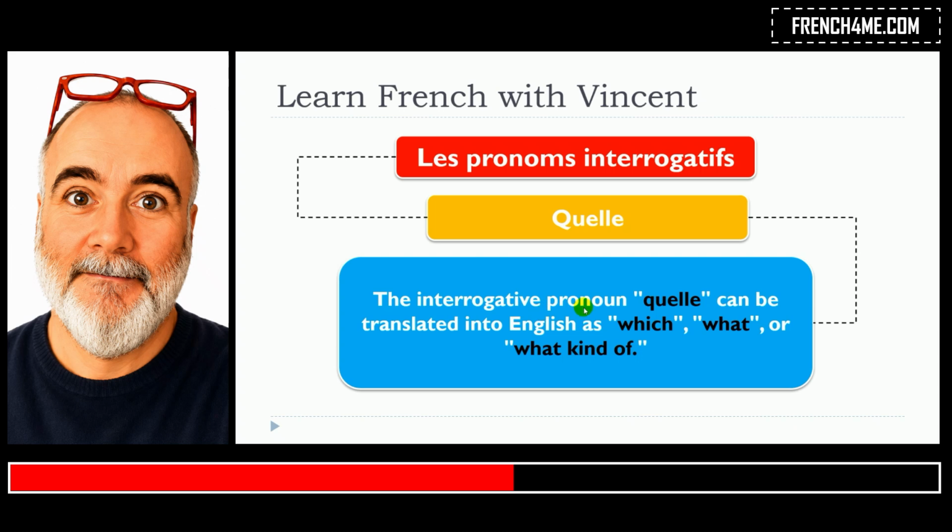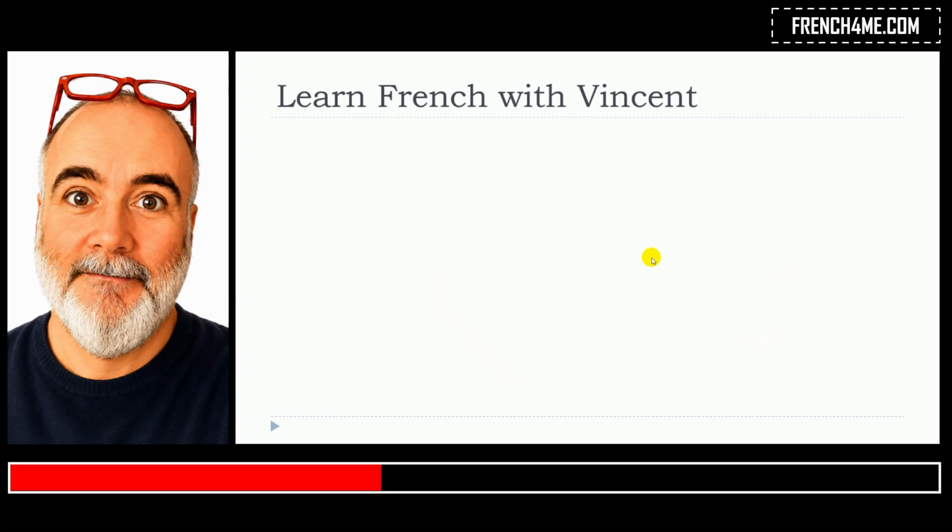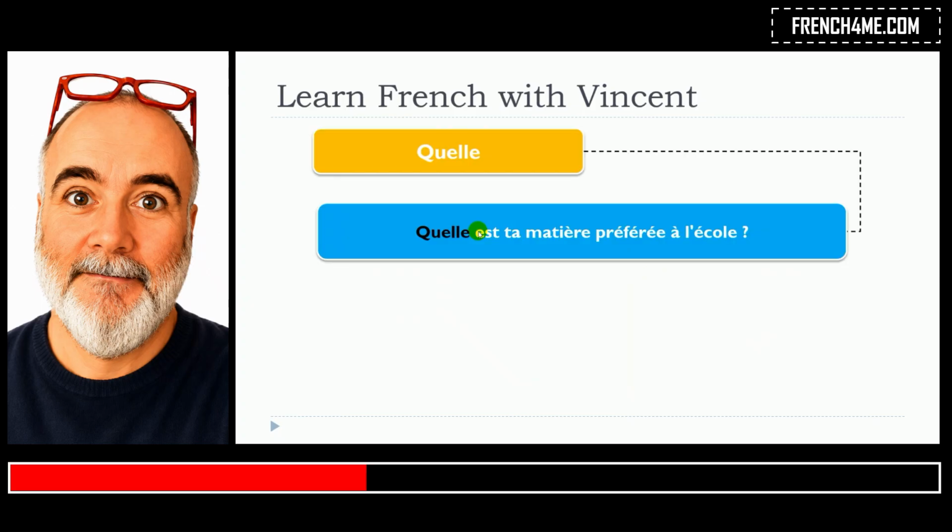The interrogative pronoun quelle can be translated into English as which, what, or what kind of. And keep in mind that quelle will be used for féminin singulier. So we'll see some examples with quelle.